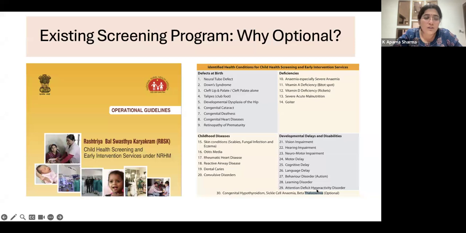So these are some of the things that should be raised: why we have to keep it optional when so many other things are mandatory. I think these are some of the questions that really need to be raised.